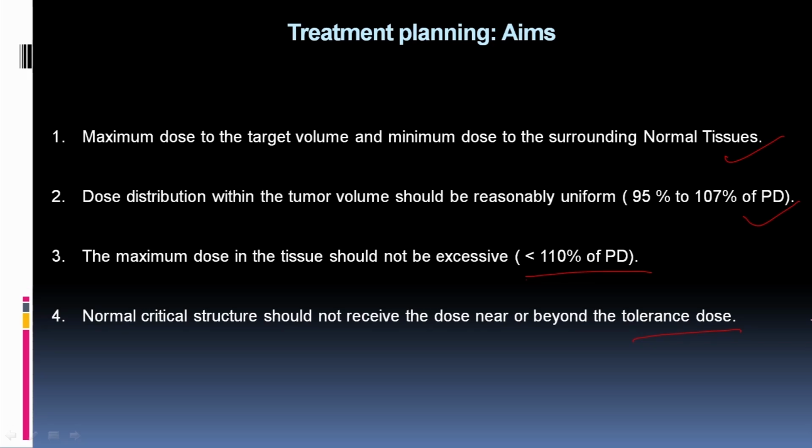And these tolerance doses are also prescribed in different forms. They may be the maximum dose, or these doses may be defined as the mean dose, or they may be defined as the maximum point dose, or any volumetric dose also may be given. So, these are the 4 points we need to keep in mind during the treatment planning of any kind of treatment planning of the radiation oncology department.